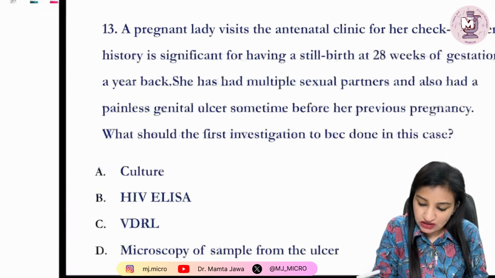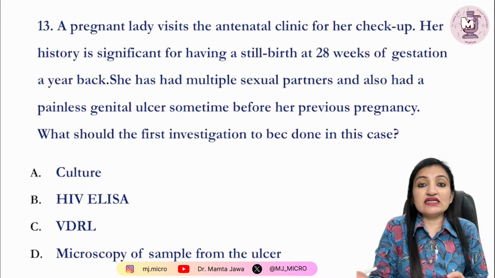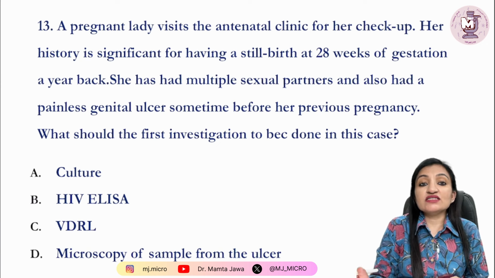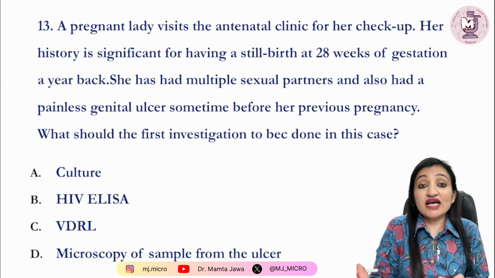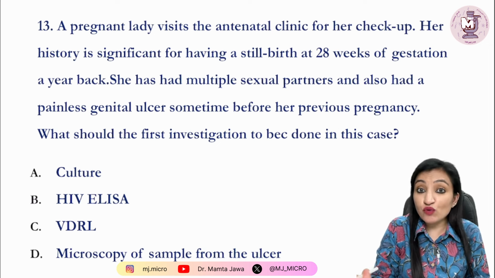Then next question. A pregnant lady visits the antenatal clinic for her checkup. Her history is significant for having a stillbirth at 28 weeks of gestation a year back. She has had multiple sexual partners and also had a painless genital ulcer sometime before her previous pregnancy.